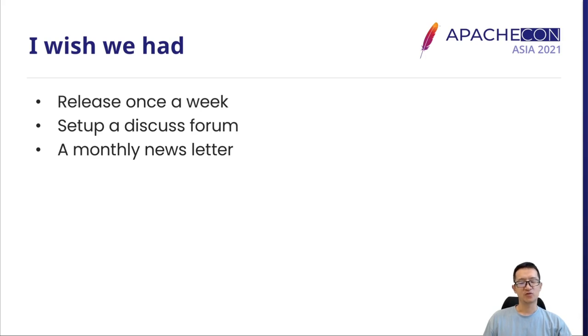The last point is regarding how to sync up the project status with our community users. I hope we had a monthly newsletter. We talk with our users to sync up on our latest progress in development, summarize the Q&A of the month, and also share the trends for AI/ML industries. I believe that will certainly help to improve community communication.